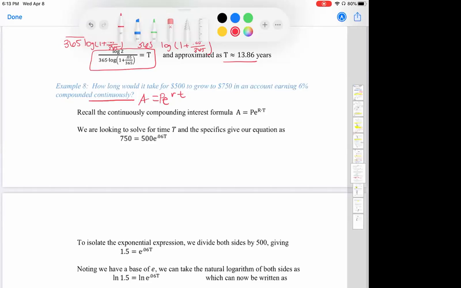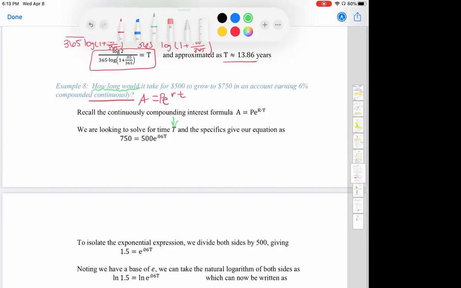We are looking to solve for time t in our equation, so it's set up for us. We know P is our initial amount, A is our ending amount, and now we have the exponent rt. You want to know how long it will take, right? So t is our variable.